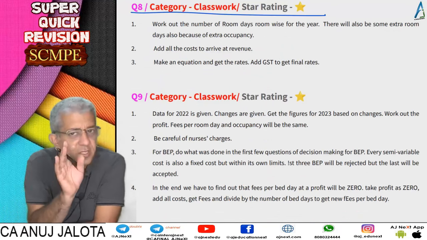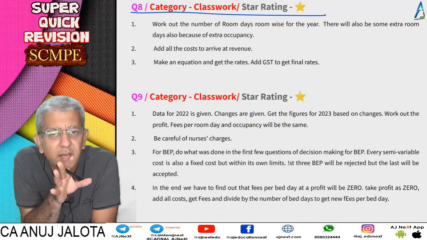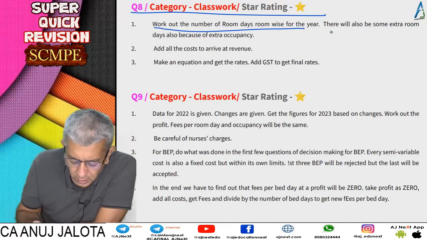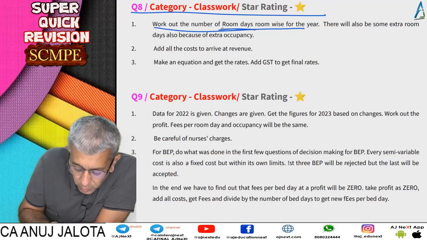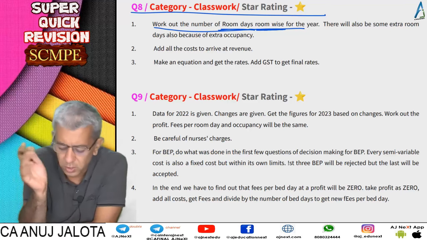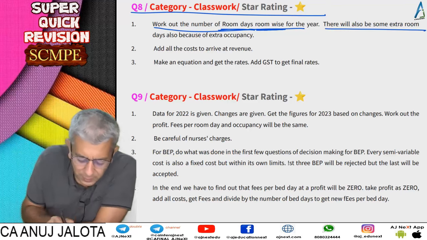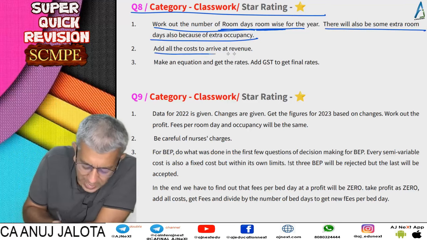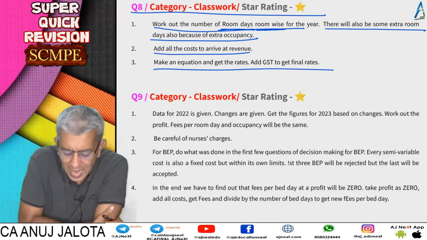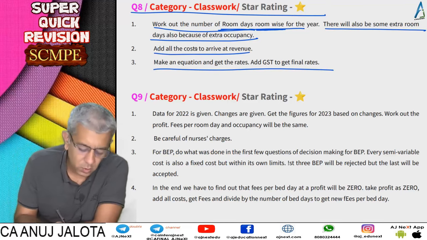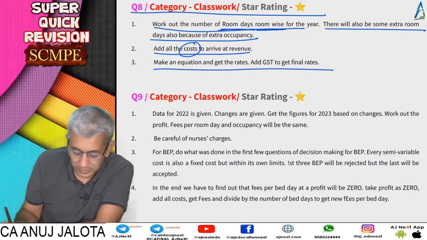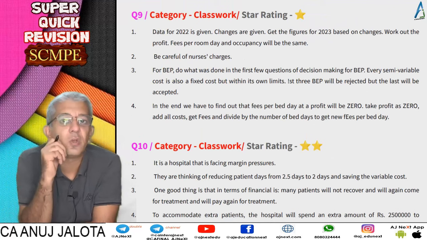It is supposed to be a 1-star question, just a basic question. I wanted to get it done for the hospital sector. Work out the number of room days for the year, room-wise. This is important. For general ward separately, cottage ward separately, there will also be some extra room days because of extra occupancy. Add all the costs and arrive at the revenue. Make an equation and get the rates. Add GST to get the final rates. Just in cost, be careful. There is that rental cost, and then there are two parts of that rental cost. Okay, that's it. This is question number 8, and then your question number 9.